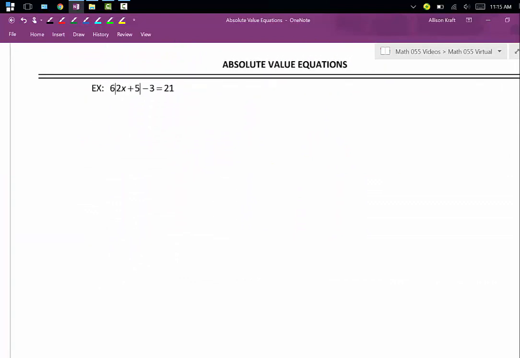Let's solve the equation 6 times the absolute value of 2x plus 5 minus 3 equals 21. You'll notice that there's more things over with the absolute value this time. You never ever want to distribute into an absolute value, so we'll have to figure out how to get rid of that multiplication by 6 another way. We actually want to start by adding 3 to isolate the absolute value.